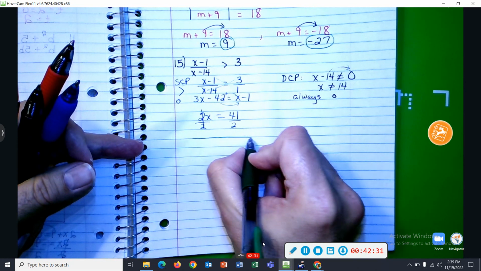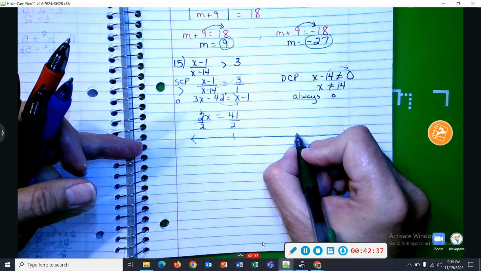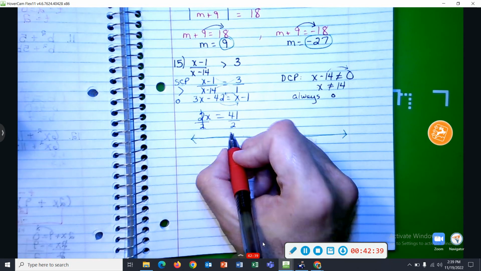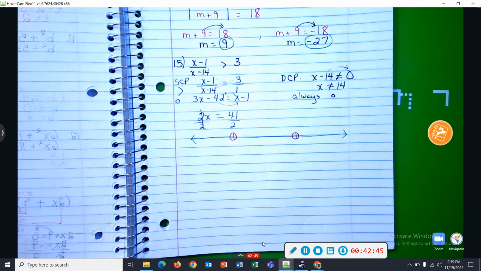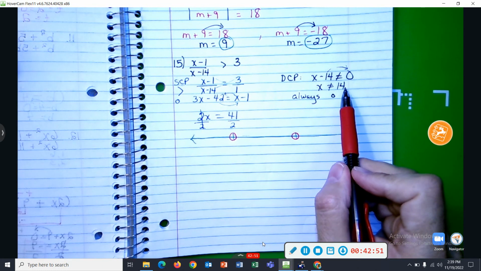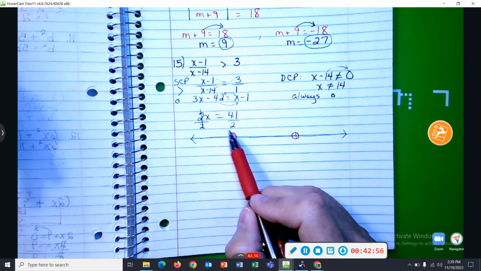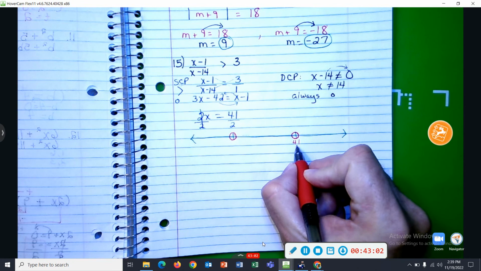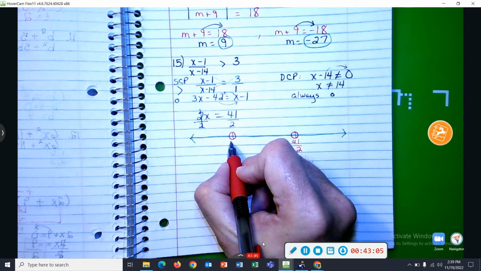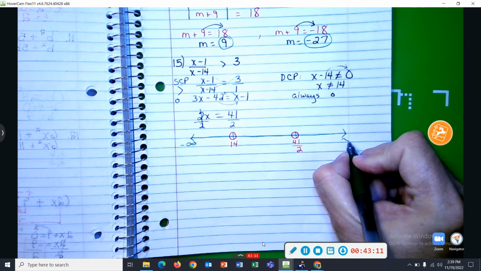So let's draw a number line and label the two cut points. Both of the cut points have open circles on them, but make sure you're putting these numbers in numerical order. You have 14 and 41 over 2. 41 over 2, if you wrote it as a mixed number, would be 20 and a half. That's the bigger number. Then 14. Go ahead and put infinity symbols on the arrows.